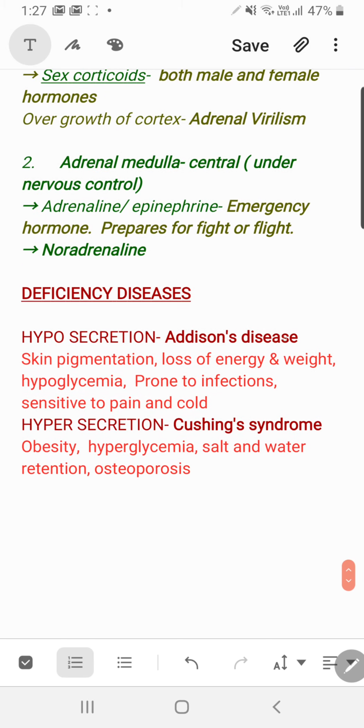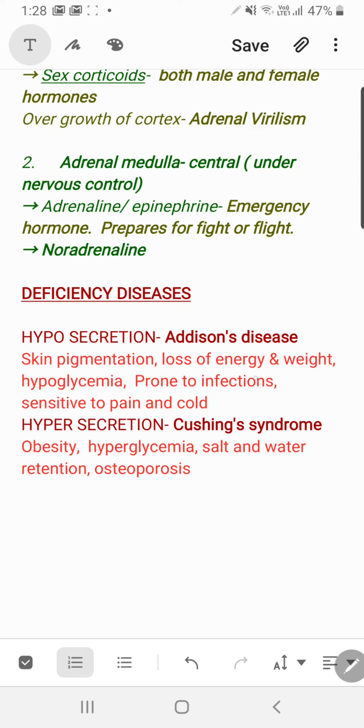Now you come to the deficiency diseases, hyposecretion and hypersecretion. I hope these words are explained, but again I'm telling, hypo means less and hyper means more. So when hyposecretion is there, that means fewer corticoids are there, and when more corticoids are there in the body, what is the impact? So straight away I come to the disease. Hyposecretion of these corticoids causes Addison's disease, and hypersecretion of corticoids causes Cushing's syndrome.